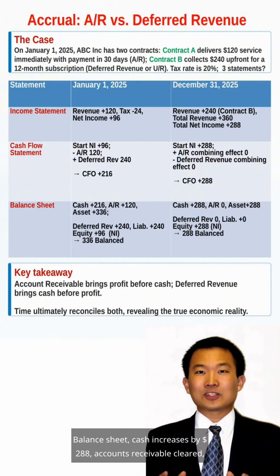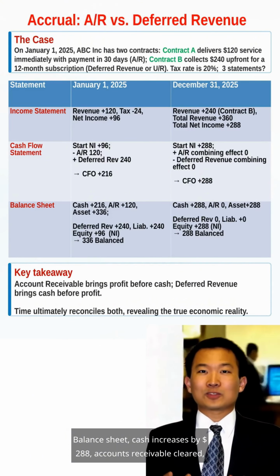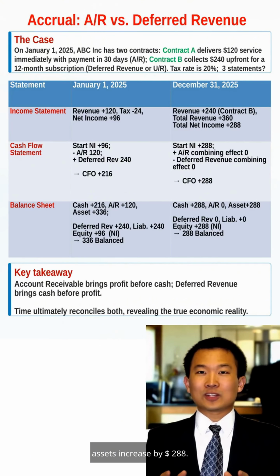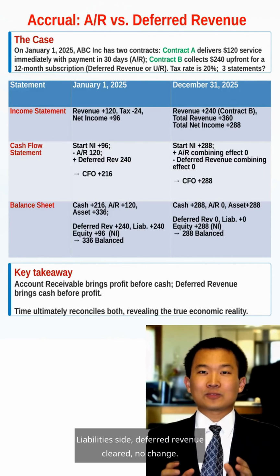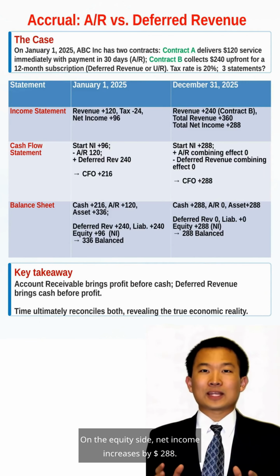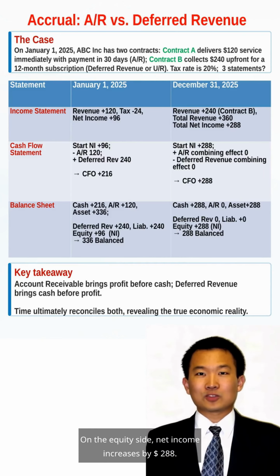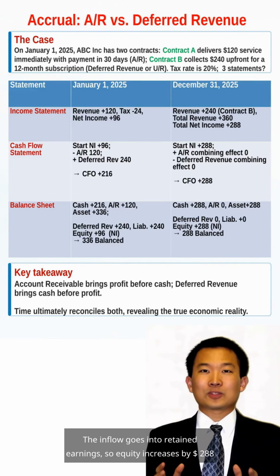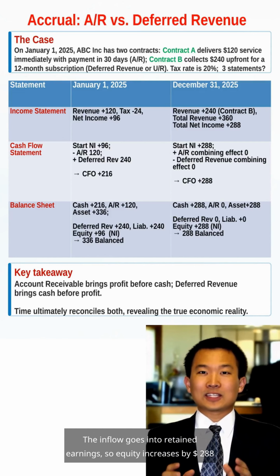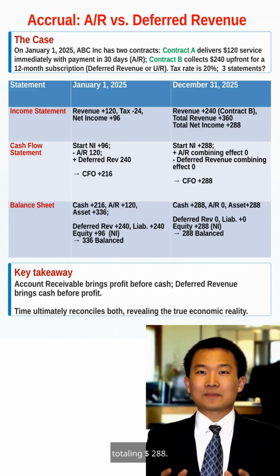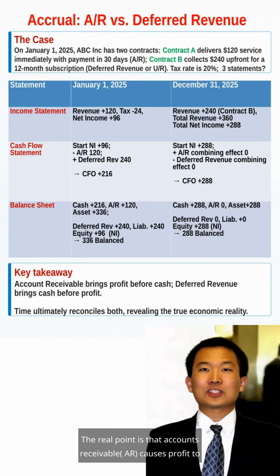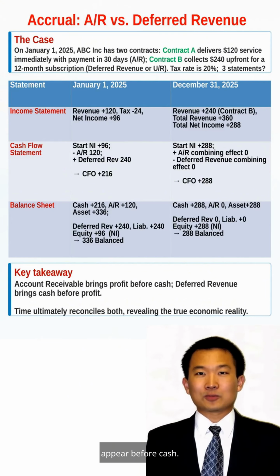Balance sheet, cash increases by $288. Accounts receivable cleared, assets increase by $288. Liability side, deferred revenue cleared, no change. On the equity side, net income increases by $288. The inflow goes into retained earnings, so equity increases by $288, totaling $288. Balanced.